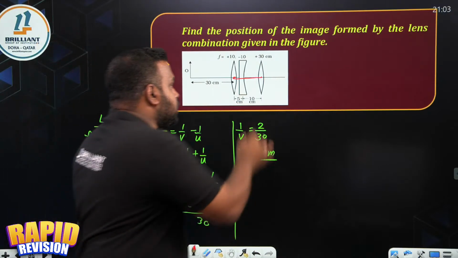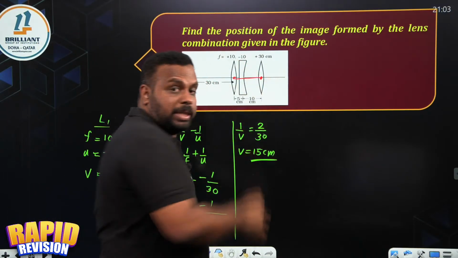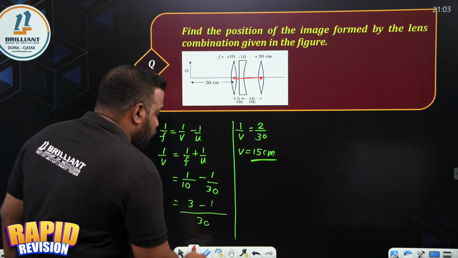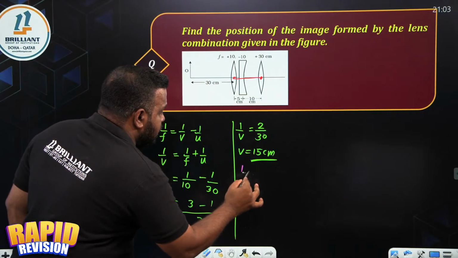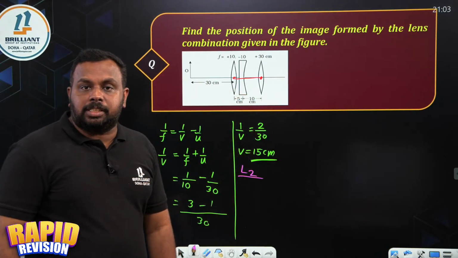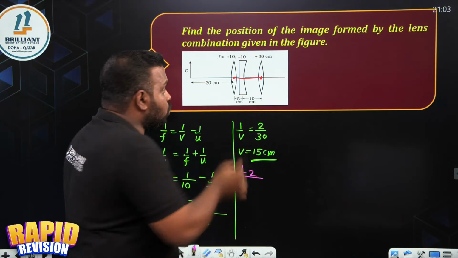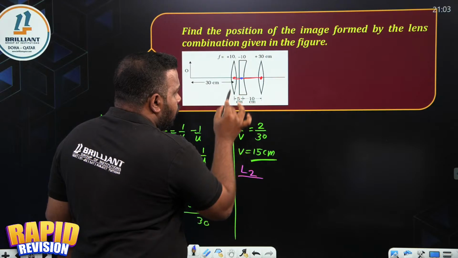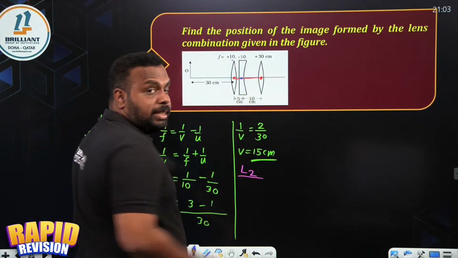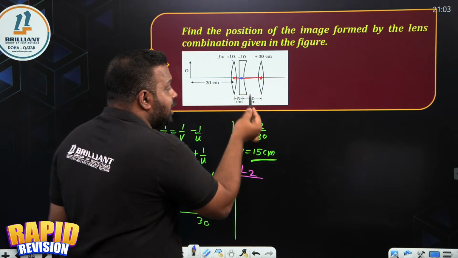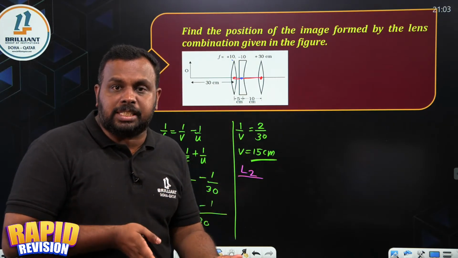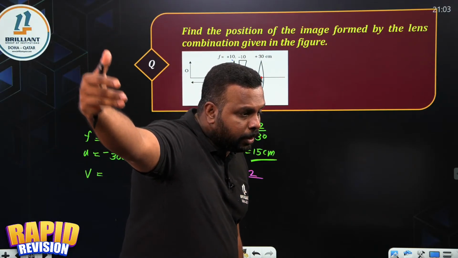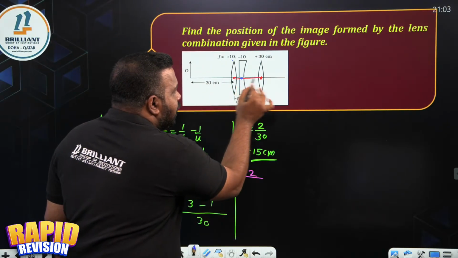Now that image, that means at 15 centimeter an image is formed, will act as an object for the second lens. So when we are talking about the second lens L2, what is the object distance? See, 15 centimeter from the first lens, but the first lens and second lens are separated by 5 centimeter, so the object distance will be how many centimeter? Yes, object distance will be 10.